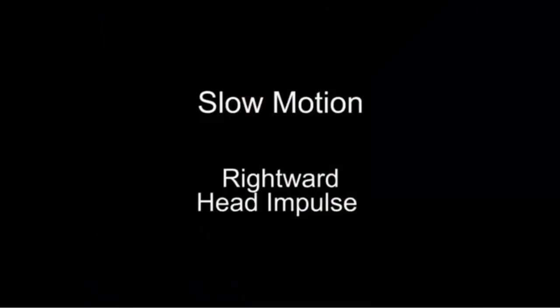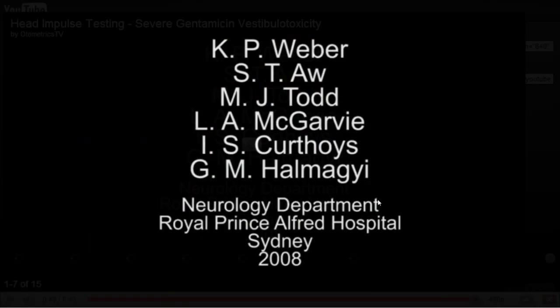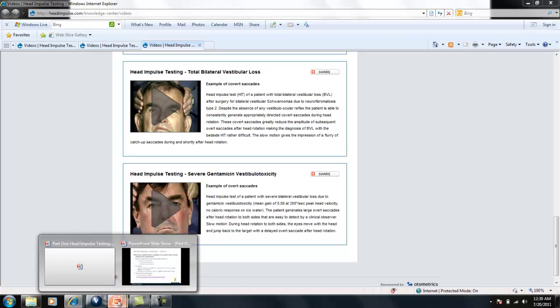So head turns, eye looks back to the fixation dot. One more time. Rightward. Head's turned, and eye looks back. But as you see, even with the regular recording, the regular speed, an overt catch-up saccade is very easy to see with the naked eye.